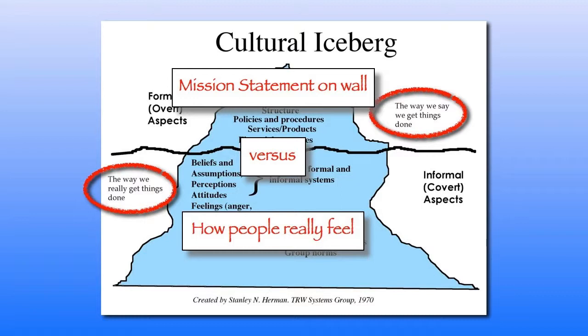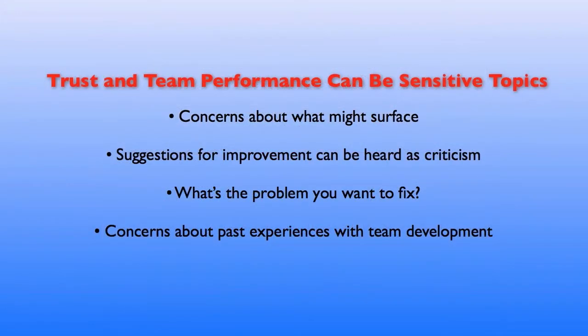I hope this explanation of culture also highlights why introducing the Team Trust Survey sometimes takes a little finesse. Trust and team performance can be sensitive topics. Anything that highlights the boundary of what's discussable in an open group setting, that raises the possibility of lowering the waterline, can produce some anxiety. People may have concerns about what will surface. Additionally, in some environments, just about any suggestion for improvement may be heard as a potential criticism.